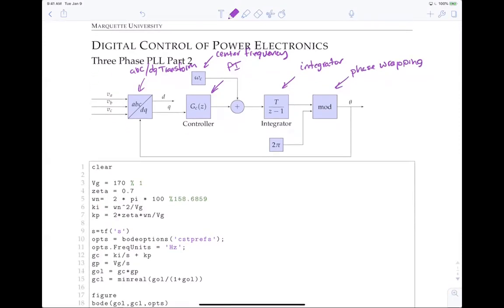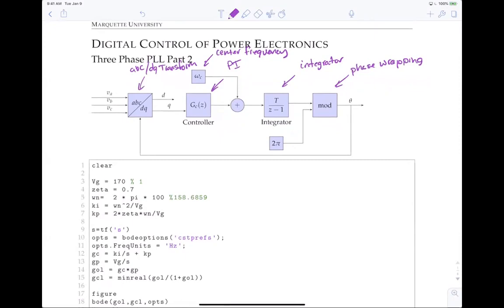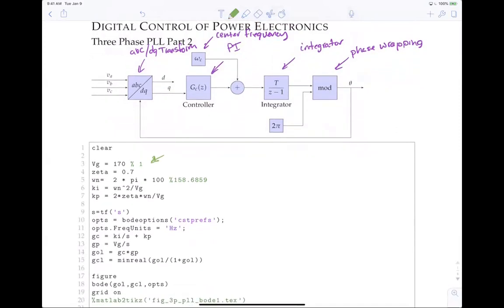Okay, let's talk about the design. The design is going to be very similar, except we're going to transform this into the Z domain. First, I'm going to show some MATLAB script code that I've written to design this controller. We set VG to 170. Again, this is the gain of the grid voltage. Zeta is our damping ratio, and again, we could pick a different one. That's why it's nice to have it scriptable. And this is the natural frequency. We can pick different values here, whatever we'd like. Equations 6 and 7 give the gains for the controller, KI and KP.